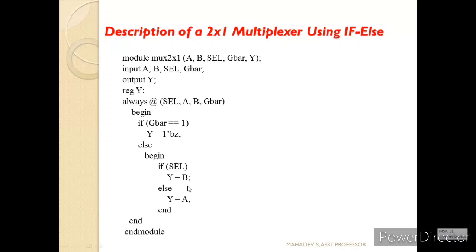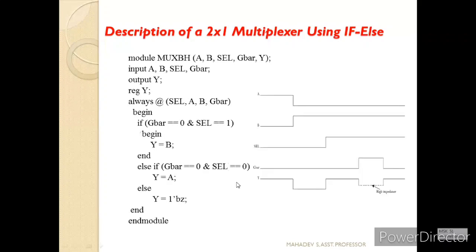If select line is 1, output is B. If select line is 0, output is A. You can observe inputs A, B, select line, G bar, and output Y, as output Y is a register. So high impedance, else it is working as a multiplexer there. Okay. With the if else statement, how it is working, we can see in the waveforms.